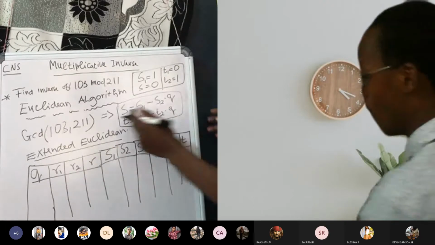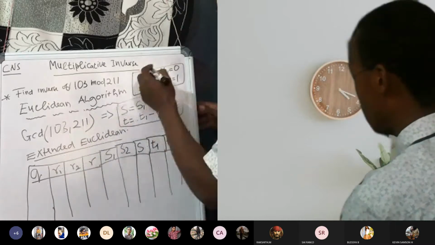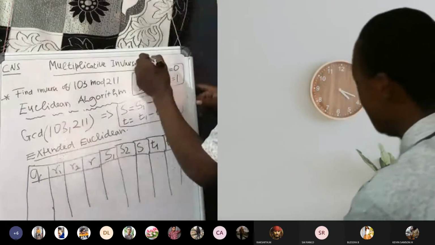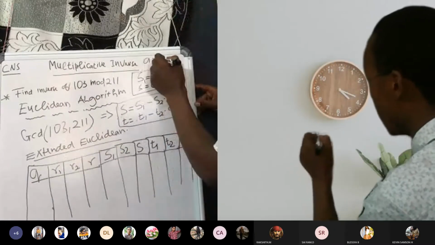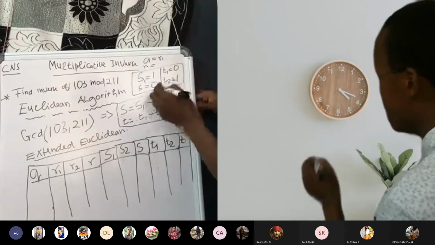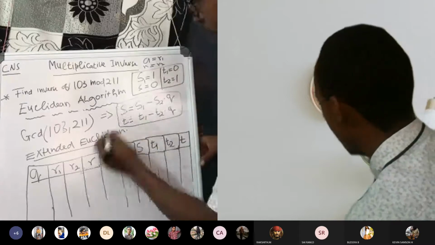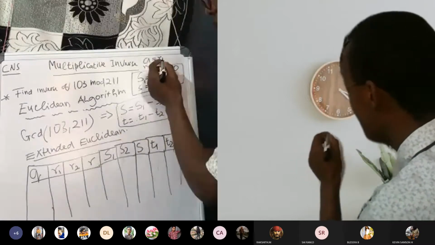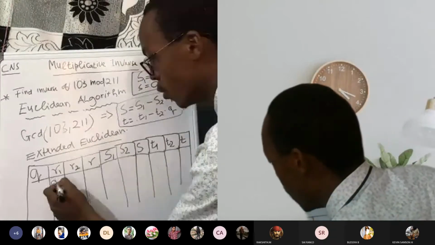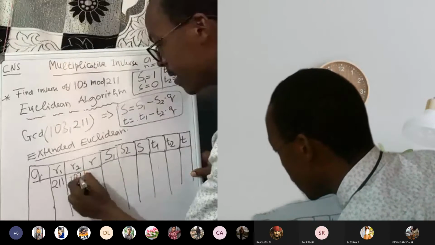All right. Remember that the value of A, let A be equal to R1, and B or N, let N be equal to R2. So A is equal to R1, which is 211. I'm going to take 211, and here I'm going to take 103.